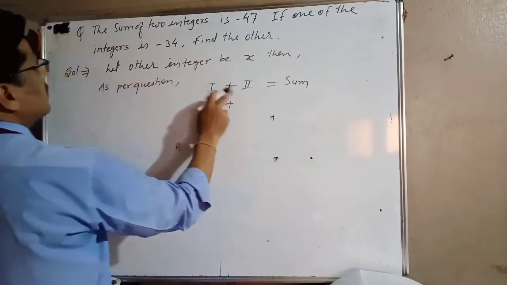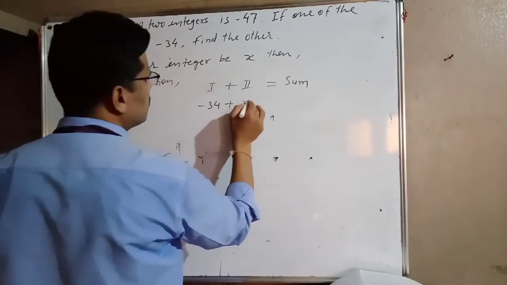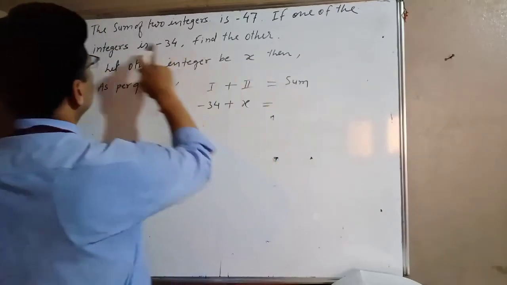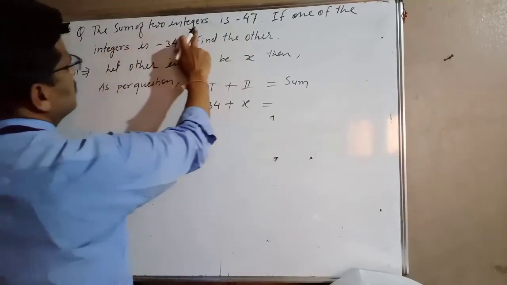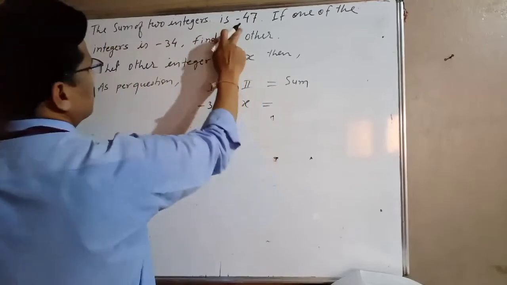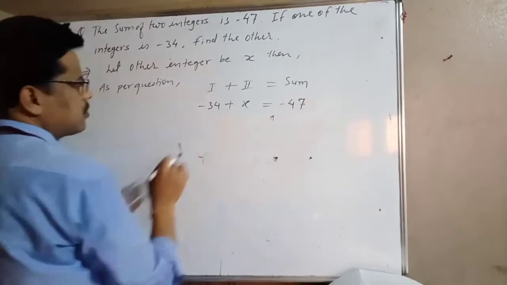The other integer, the second integer. What is the other integer? It is x. So we can write here x. The sum of two integers is minus 47, and we have given the sum of two integers is minus 47. In place of sum, we write minus 47. Now this equation we can solve easily.